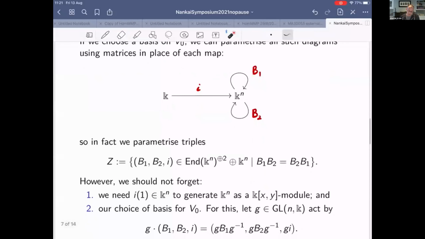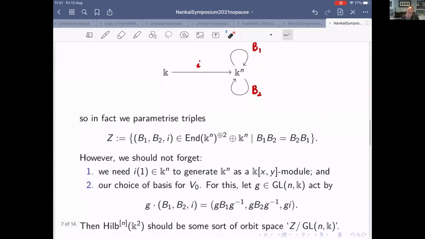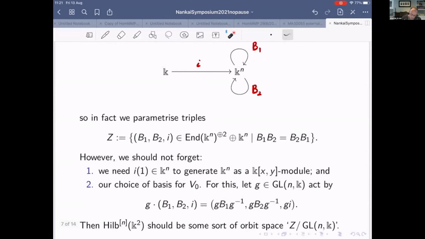So there are two things to note. Firstly, we haven't tried to insist that the image of 1 has to generate K^n as a K[x,y]-module. So remember, any quotient ring K[x,y]/I is cyclic as a K[x,y]-module with generator 1. So whatever vector we pick out under this map, I want that to generate K^n as a K[x,y]-module. That's one thing that we need to encode. It's missing at this point here.